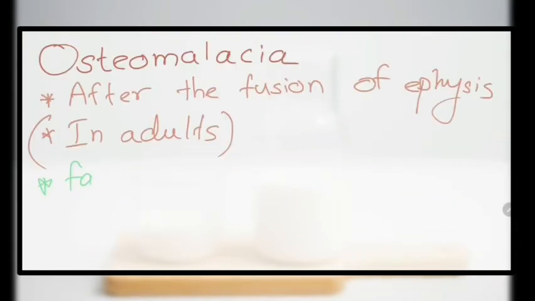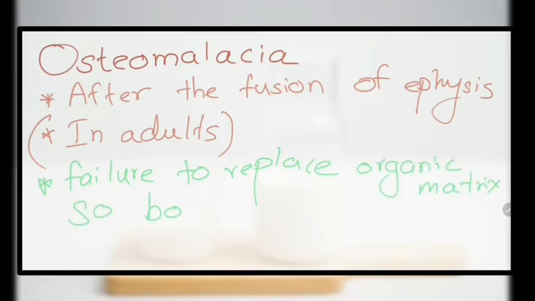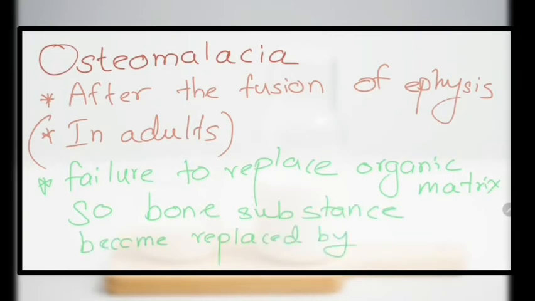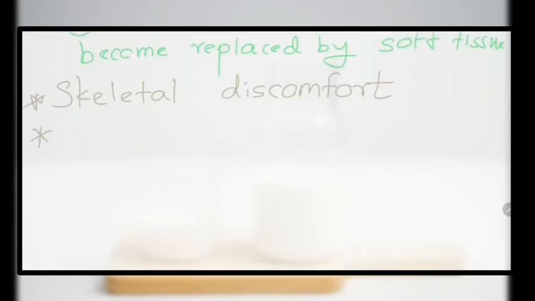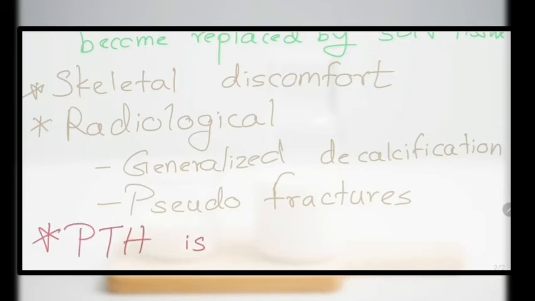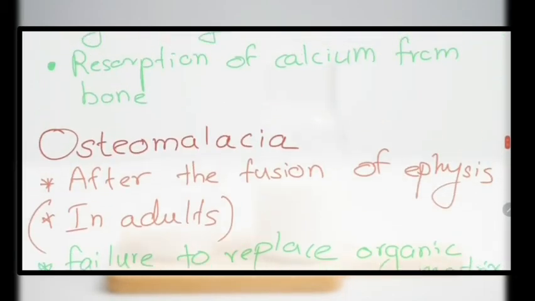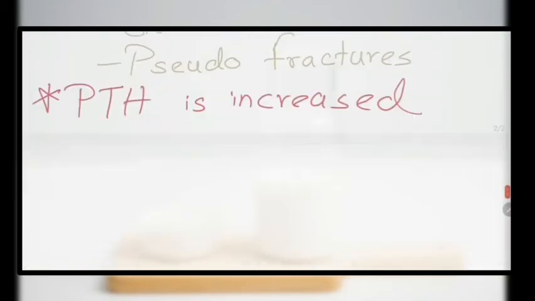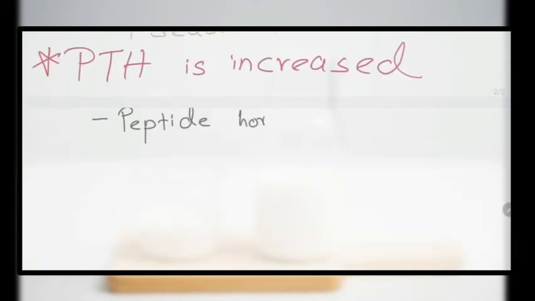What happens in osteomalacia? There is a failure to replace the turnover of calcium and phosphorus in organic matrix of bone, so bone substance becomes replaced by soft tissue. What are the radiological features you can see in this condition? Generalized decalcification, pseudofractures. Tell me a hormone that is elevated in osteomalacia. Parathyroid hormone.